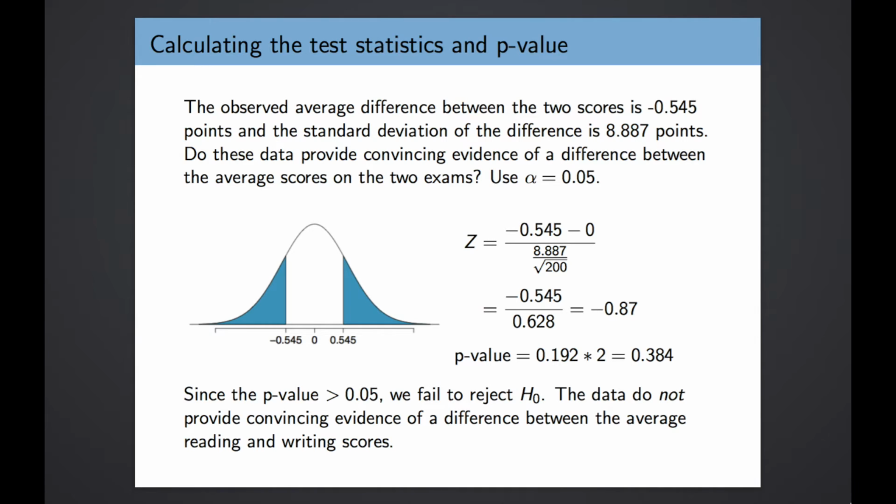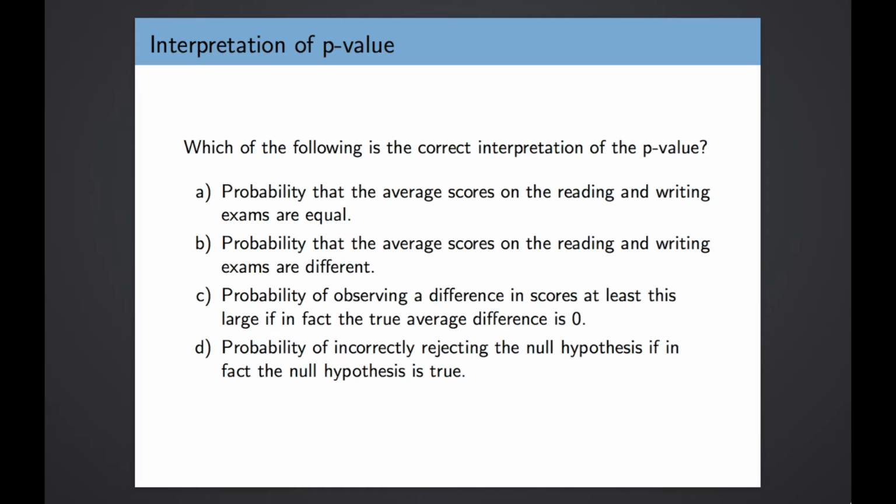And remember, to reject the null hypothesis, we're looking for a p-value of less than a particular cutoff. In this case, we're going to use this cutoff of 0.05. So the p-value that we found is 0.384, which is substantially greater than 0.05. So we're going to fail to reject the null hypothesis. So we're sticking with the null hypothesis as our best explanation of the data that we observe. So we don't have convincing evidence that there's a difference between the average reading and writing test scores.